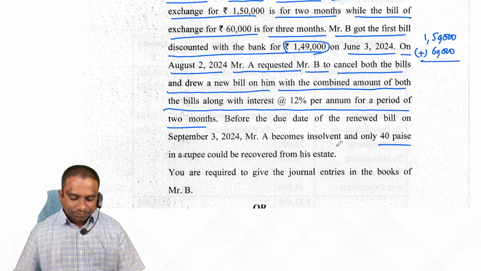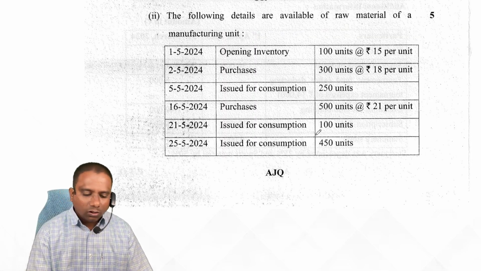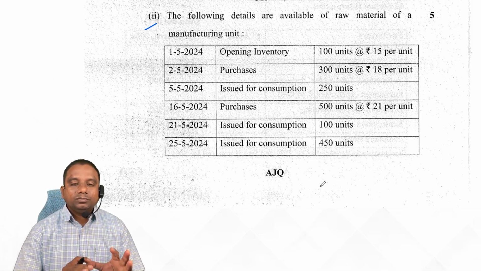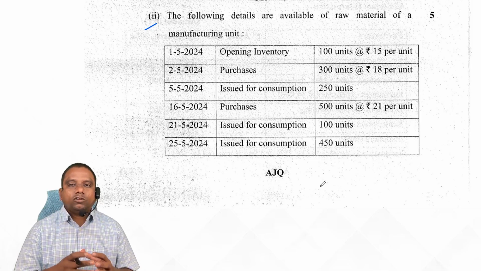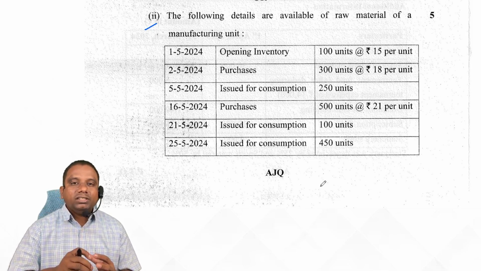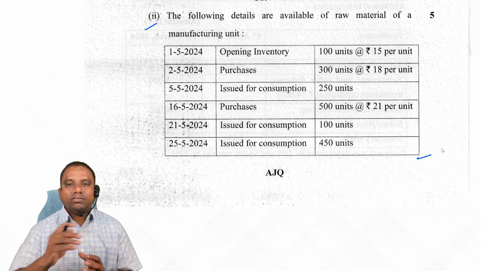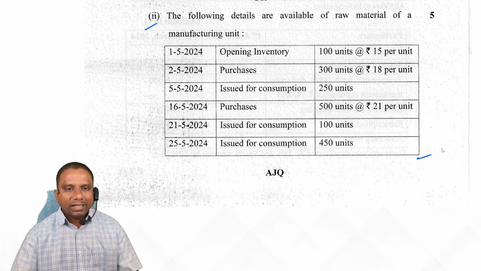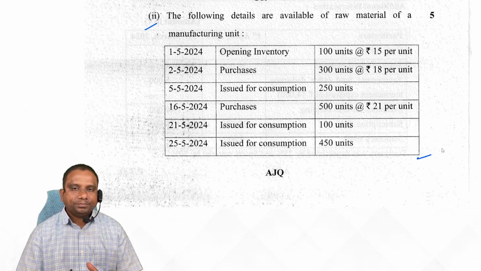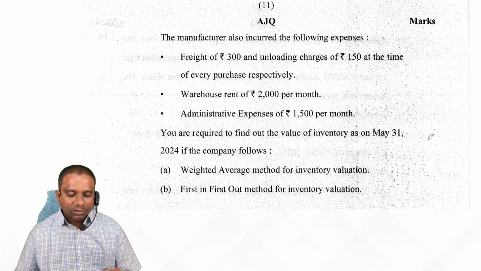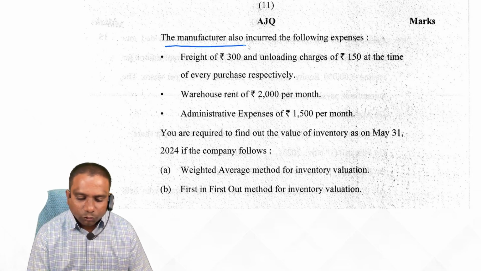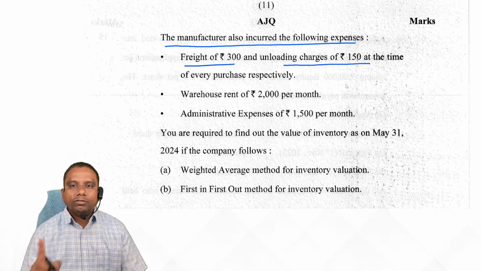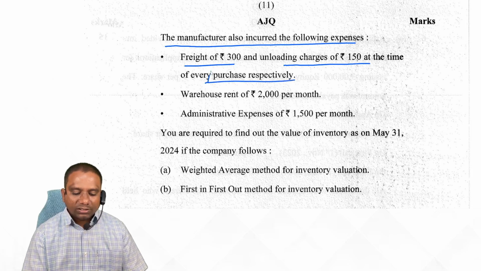Next one, second problem is on inventory, students. Surprisingly, they have added cost of purchase of inventory calculation in the inventory valuation concept. Observe. Normally, if you get a problem like this, you can easily complete it. But what they did, they said the manufacturer also incurred the following expenses: freight 300 and unloading charges of 150 at the time of every purchase respectively.